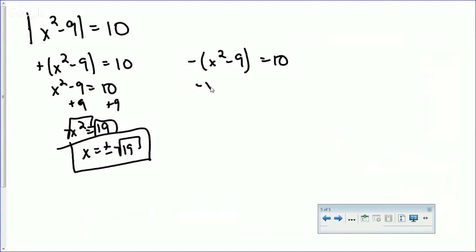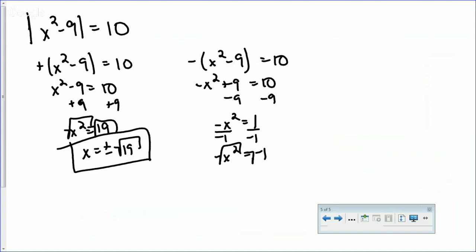Here we'll have negative x squared plus 9 equals 10. Subtract 9, negative x squared equals 1. We'll divide by minus 1. And you get x squared to be negative 1, square root of that, you get x to be plus minus i, which we know we can't have, but I still want all the answers.